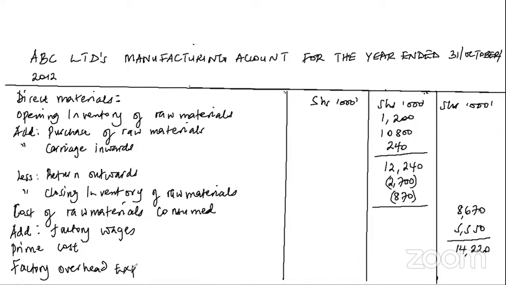Factory overhead expenses. That is your next feature. So we are going to look at those factory overheads. These are expenses that are incurred during production, but indirectly. So those factory overheads, we have to present them next after the prime costs. So I'm still continuing with our manufacturing account.